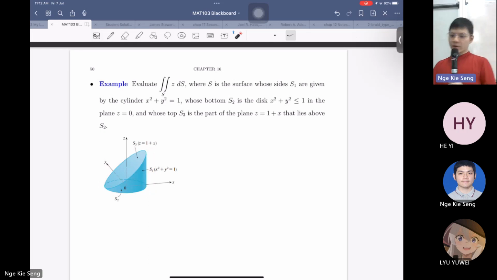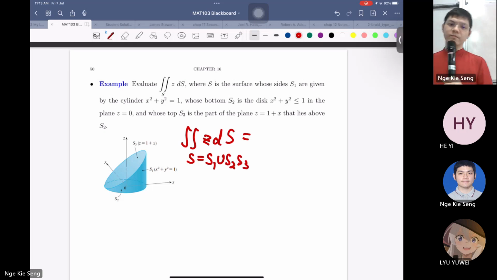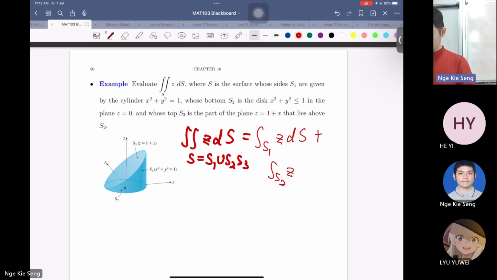Since these three surfaces intersect at the boundary, we can break the surface integral into three parts: X1, X2, and X3, because our surface is made up of X1, X2, and X3. If we want to break this integral up, so individually, what should we do? How do we compute a surface integral?